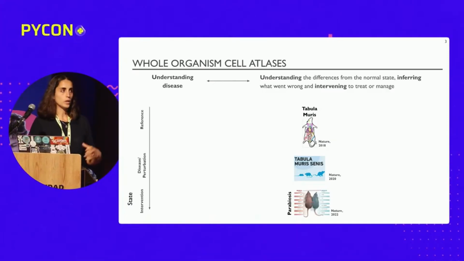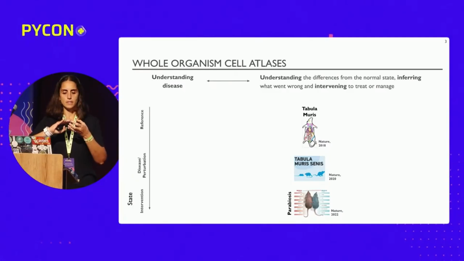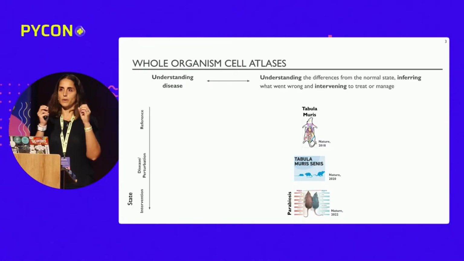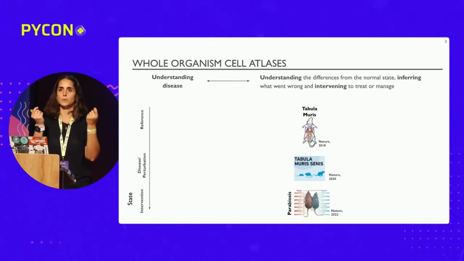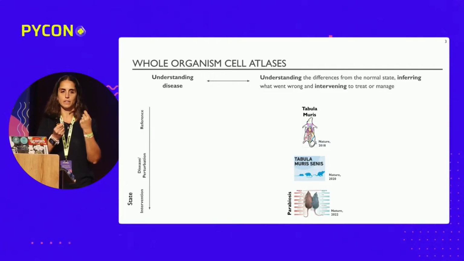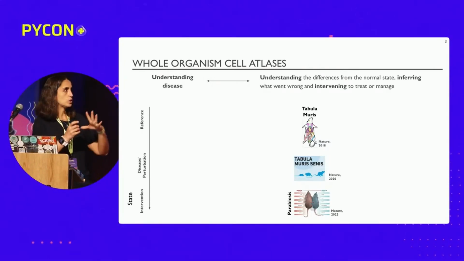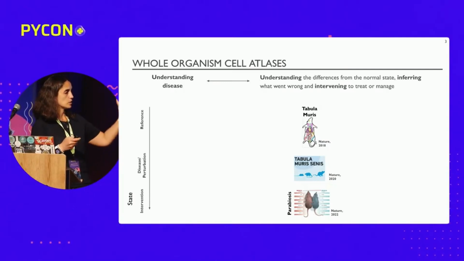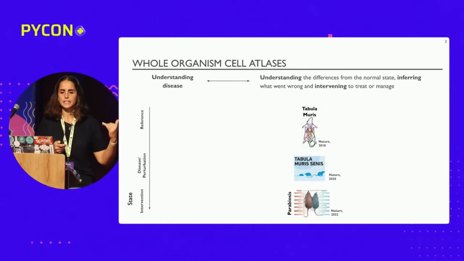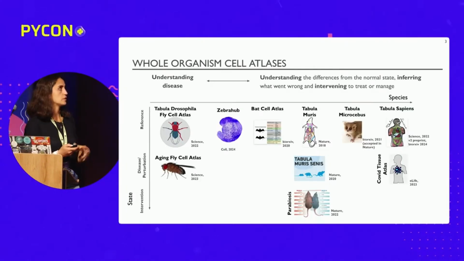And then we looked at what an intervention would look like. Parabiosis is an experimental system where you connect the blood circulation of two animals, the old animal and the young animal, and you look for a rejuvenation effect. So it's an intervention that you can do. And we took this paradigm of looking through different stages, from references to diseases and interventions, across different species.